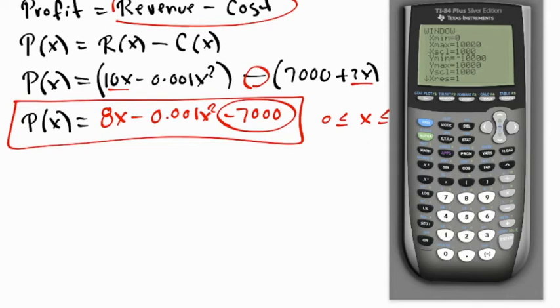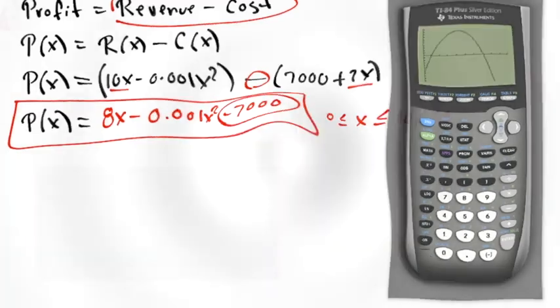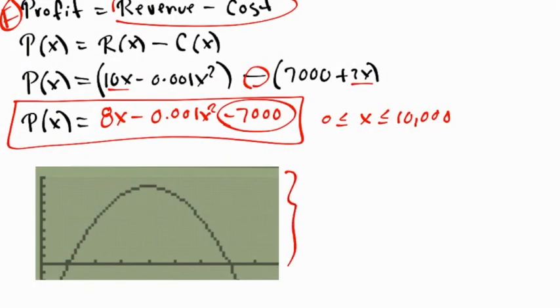Now that my window is set up as my drawing area, I will hit the graph button. And it looks like that was a good maximum. I set 10,000 as a maximum. I'm almost at the top of the window. And I have my profit function. So I generated the graph in the calculator, and this is what we got.